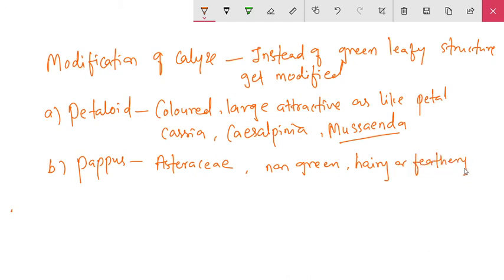Hairy or feather-like structure. So that is known as the pappus. Okay, it is persistent and it remains attached to the top of the fruit. Okay, and it helps in the dispersal.